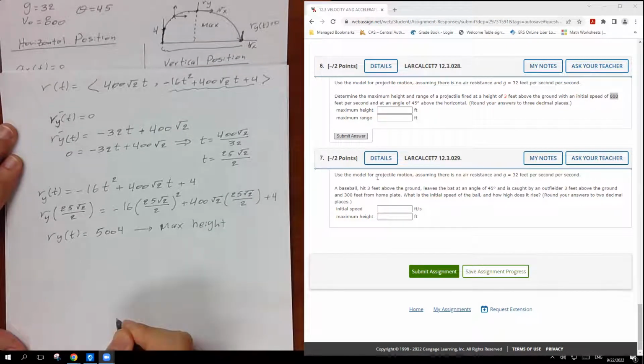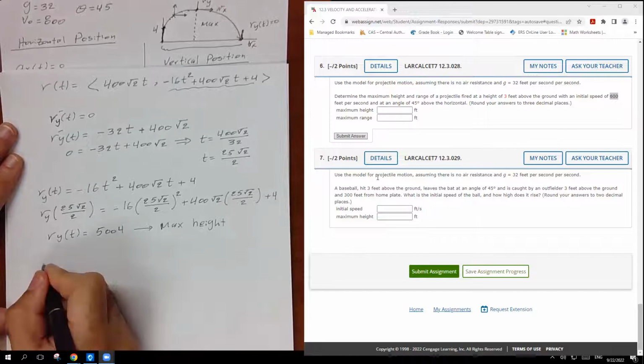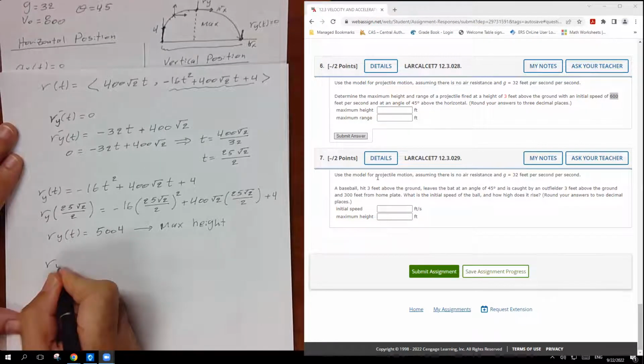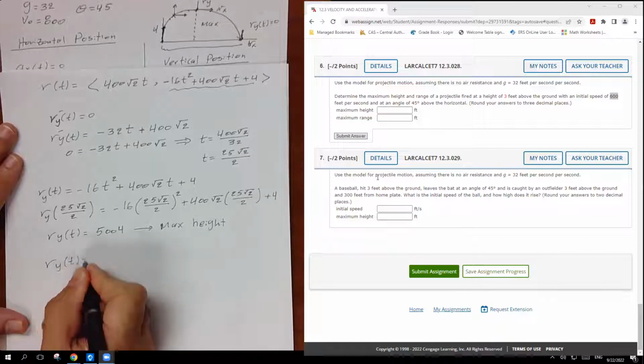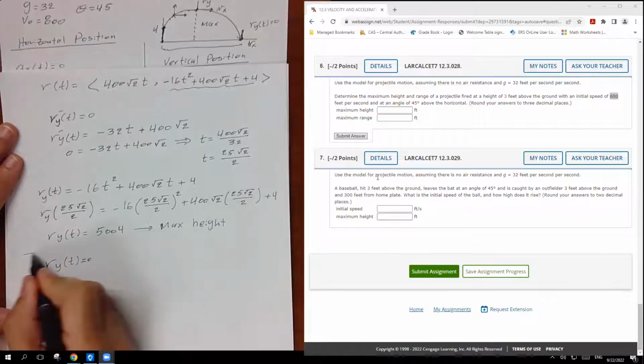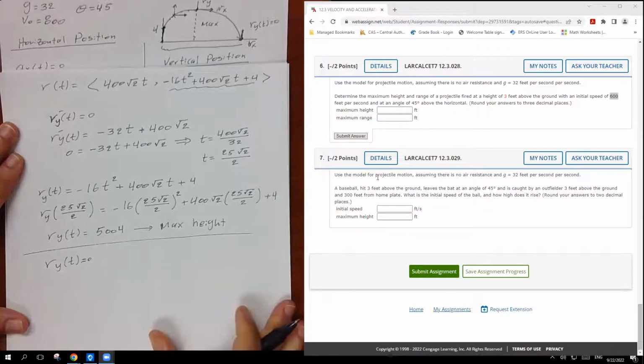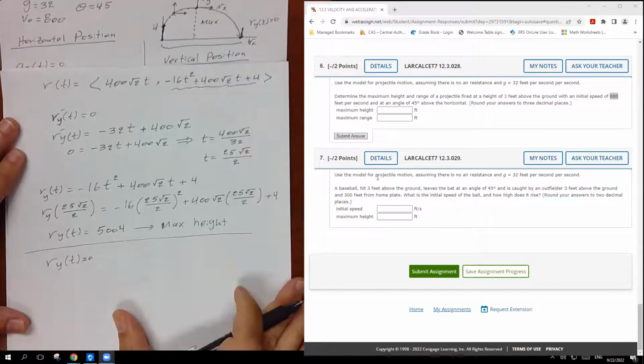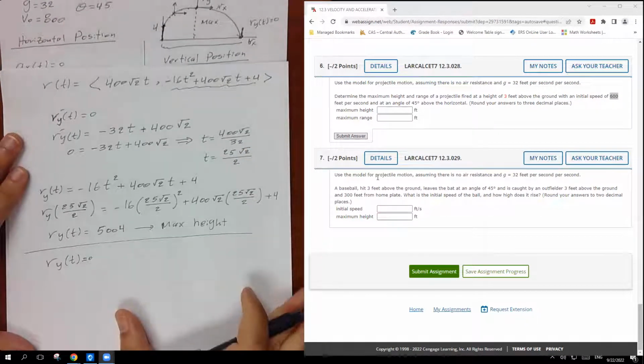Now we need to find the maximum range. So the maximum range, R sub y at t equals 0. Let's put this one as 9. So this is for the range, R sub y with t equals 0.